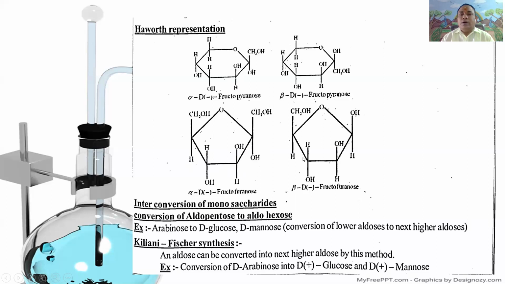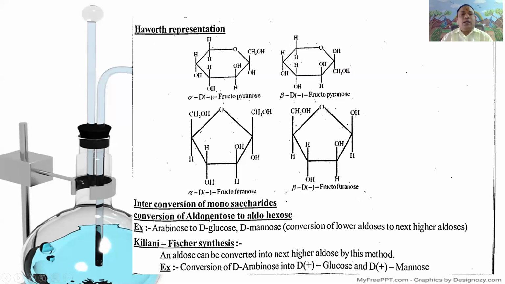In the beta-D-fructofuranose, the second and third carbons' OH groups are syn to each other, cis to each other. It is CH2OH, not H. It is CH2OH, C-OH, CHOH, CHOH, CH, CH2OH. This fifth carbon and second carbon are linked to the oxygen atom. Here, these alpha-D-fructofuranose and beta-D-fructofuranose are anomers.